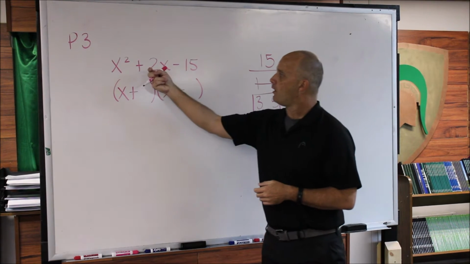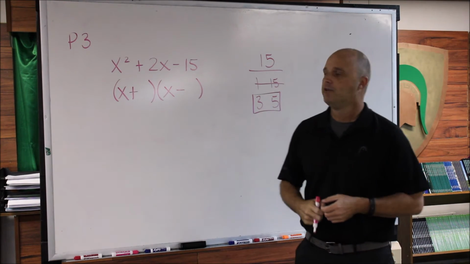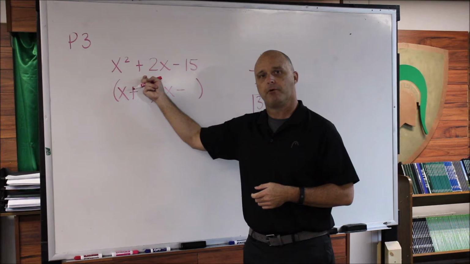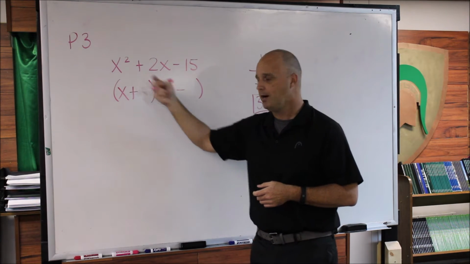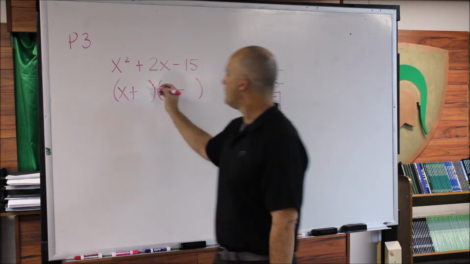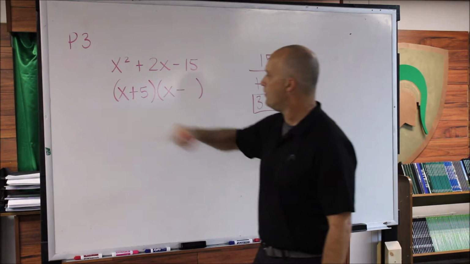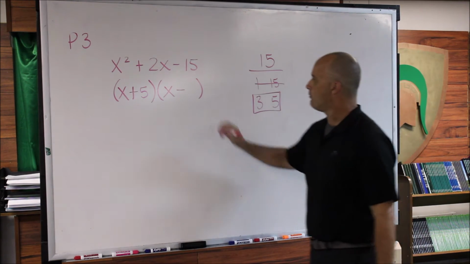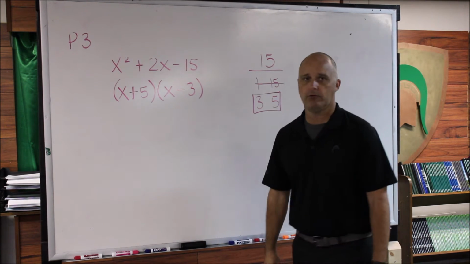So I'm looking for a positive 2. So that means that I want the bigger number in my factor pair to be the positive. Well, the bigger number in my factor pair is 5, so I'm going to put the 5 in that binomial where the positive is. I'm going to take the 3 and put that in the negative one.